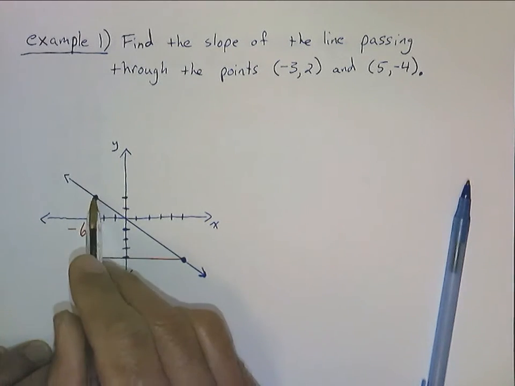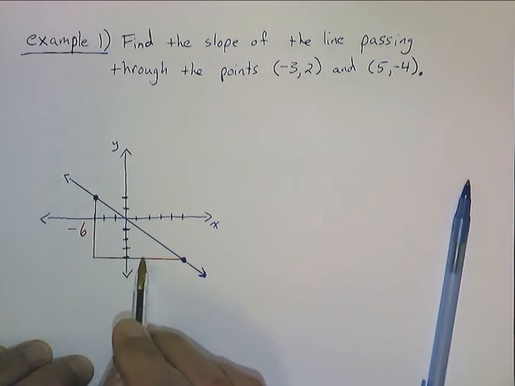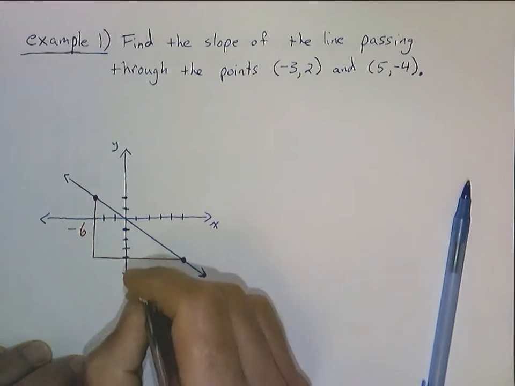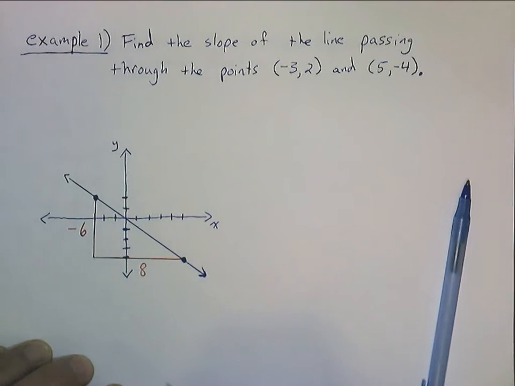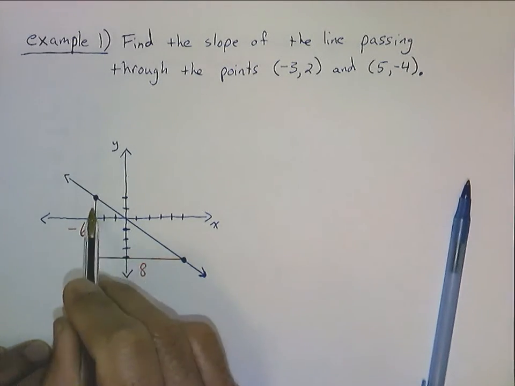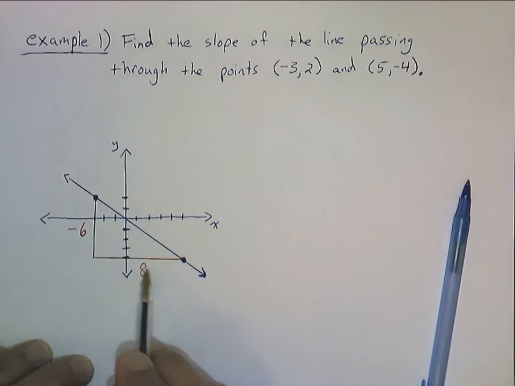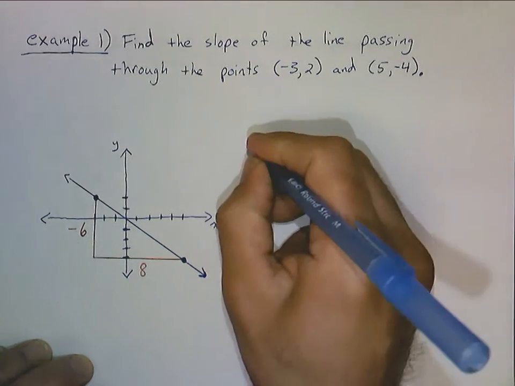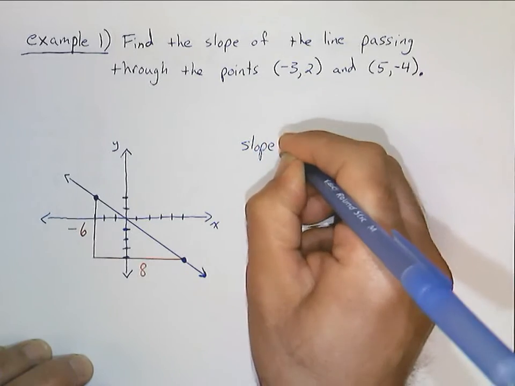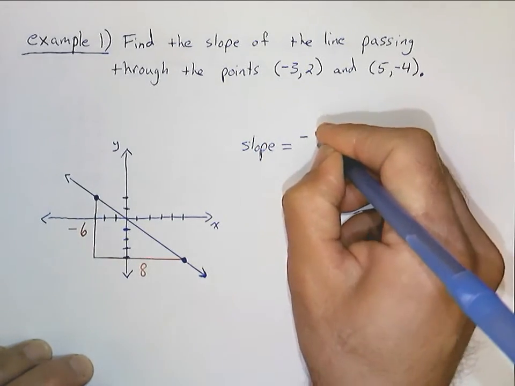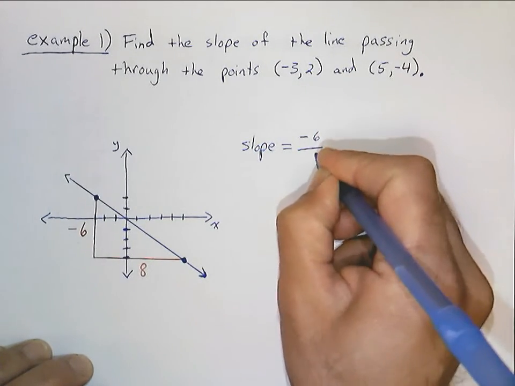And then after we go down 6, we need to move to the right. Let's see here, 1, 2, 3, 4, 5, 6, 7, 8. So there would be our run of 8. So here's the rise, -6, here's the run, 8. So the slope, just looking at the graph, is going to be equal to -6 over 8.